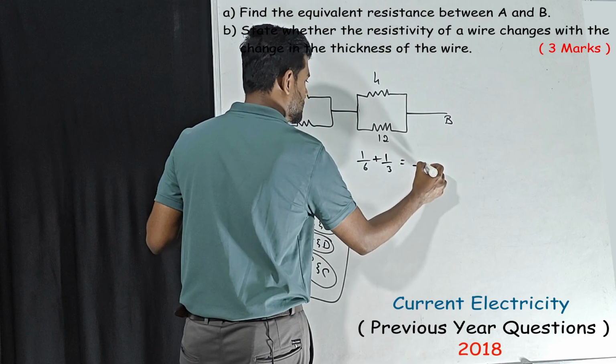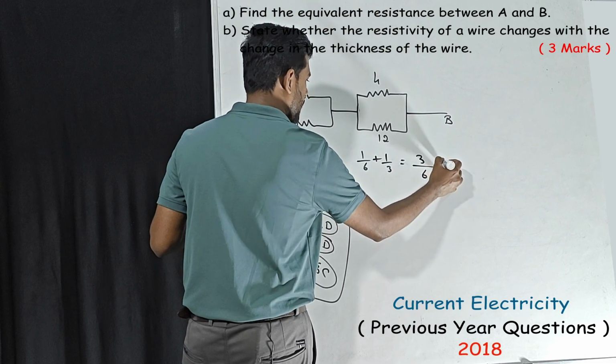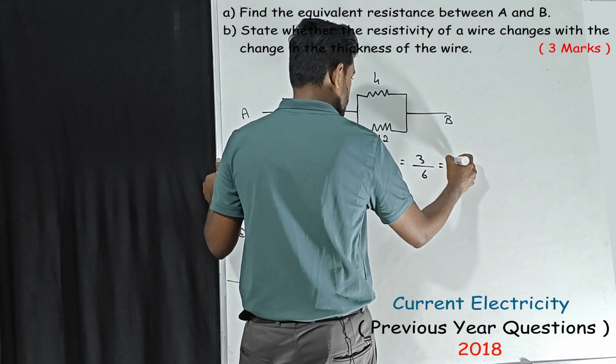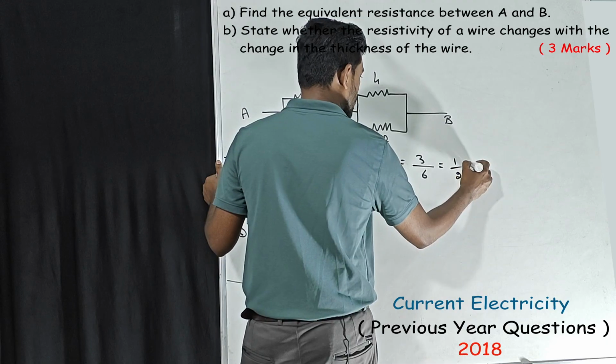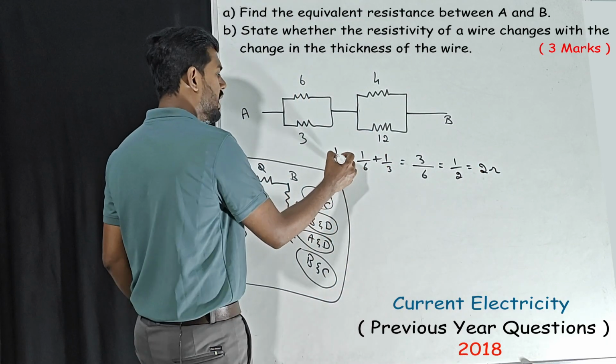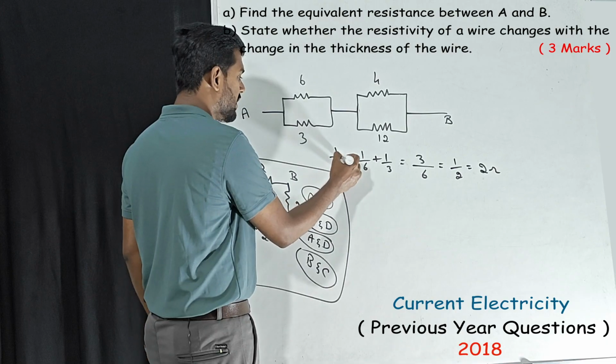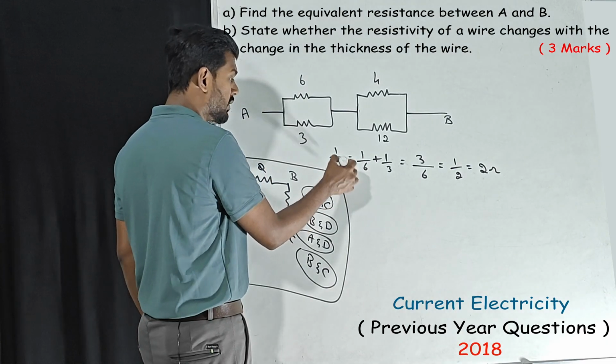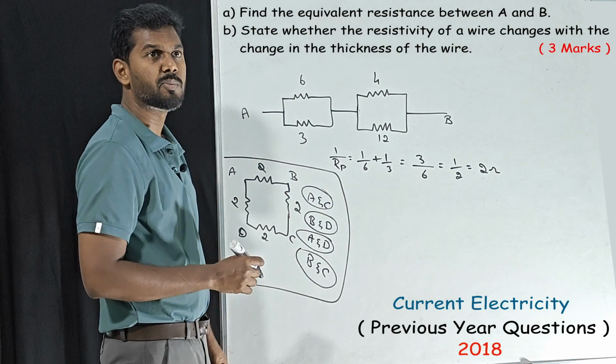So the LCM will be 6, and this will be 3, so this will be 1 by 2. 1 by 2 is not the answer; we have to take the reciprocal, because we are not finding parallel resistance, we are finding 1 by Rp. It is 1 by Rp, so we have to take the reciprocal.